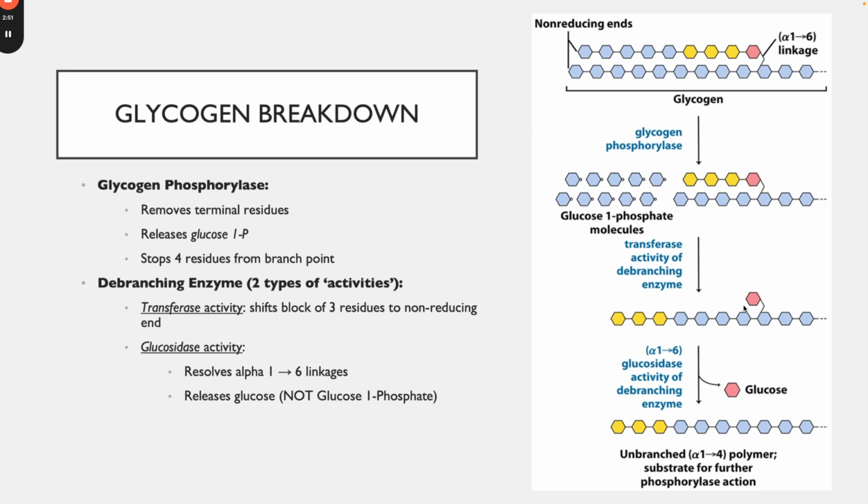And then when we have this 1 glucose monomer left, what's going to end up happening is we're going to use this glucosidase activity, and it's going to remove this alpha 6 bond, and it's going to release just a free plain glucose. Not a glucose phosphate, anything. It's a free glucose. Does that make sense? Does anyone need clarification for that?